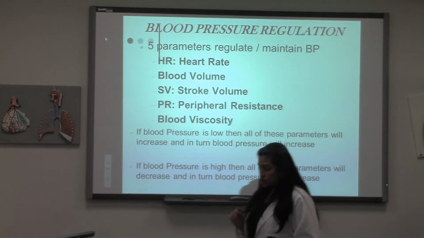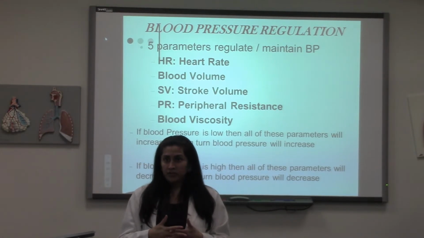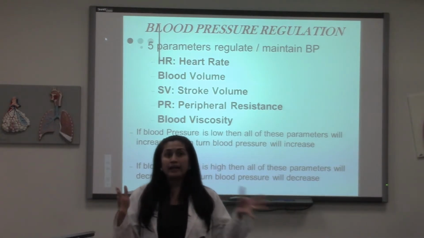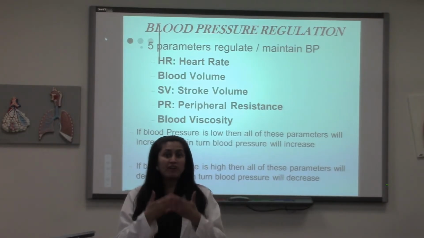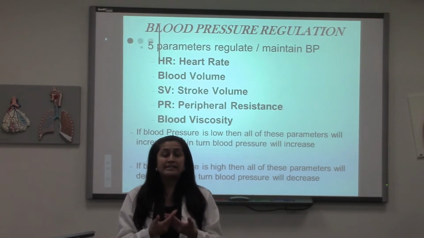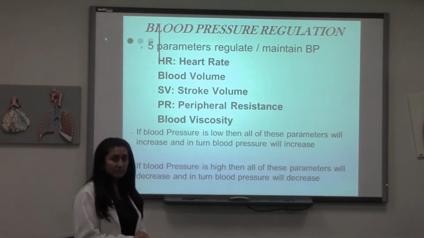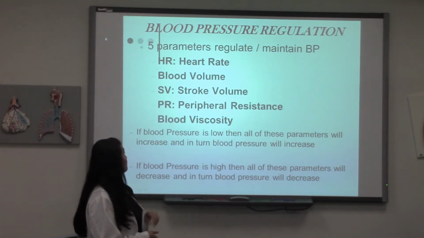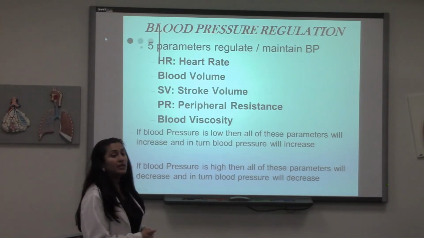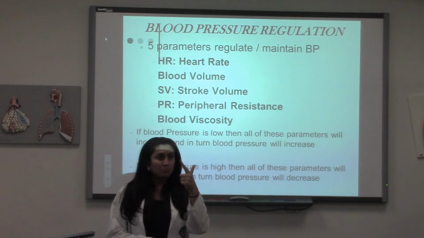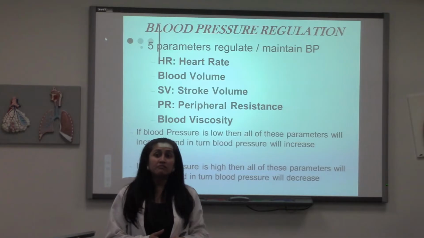Okay. So there are 5 parameters. Because blood pressure is so vital, regardless if you go too low or too high, there are severe consequences. Therefore, our body has created 5 parameters that will help maintain the blood pressure. Okay? So these 5 parameters are heart rate, blood volume, stroke volume, peripheral resistance, and blood viscosity.